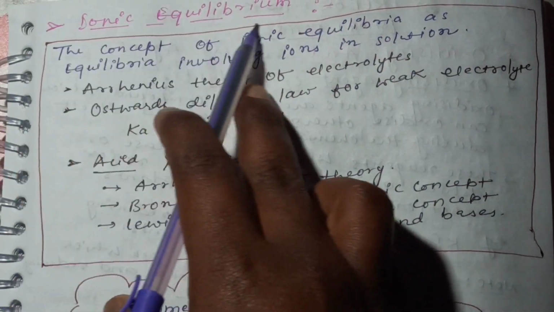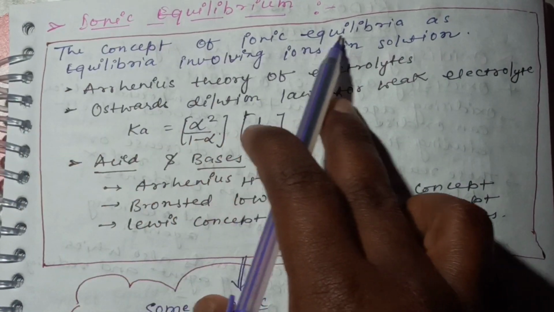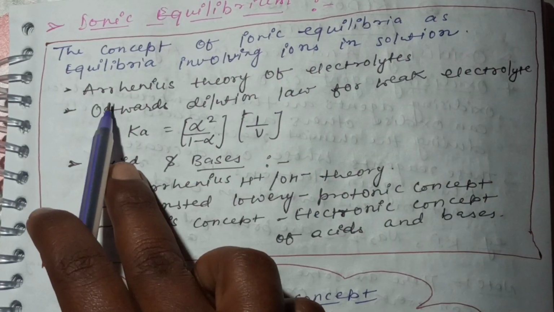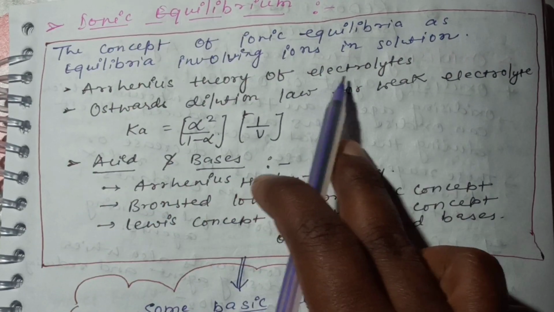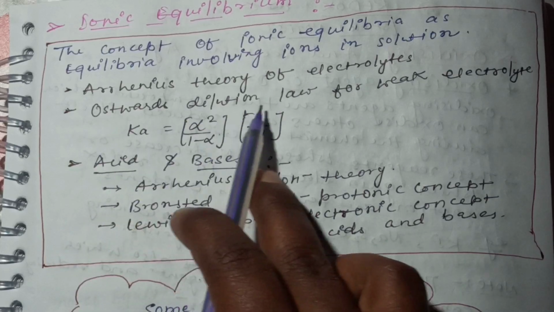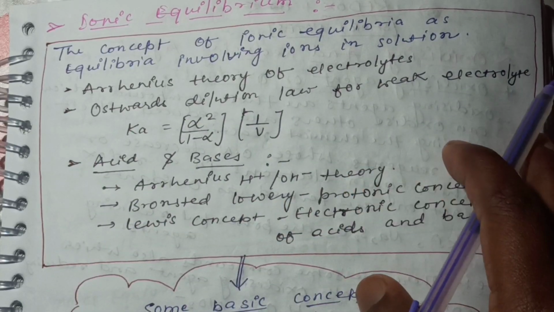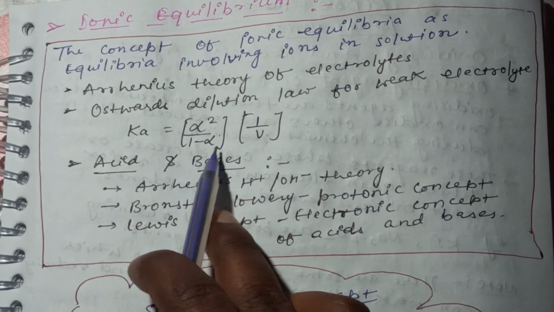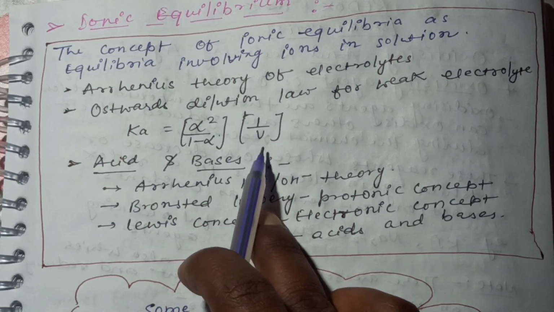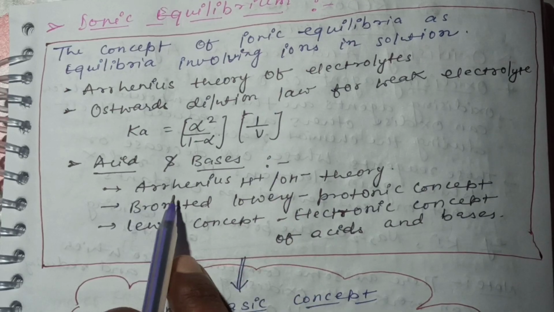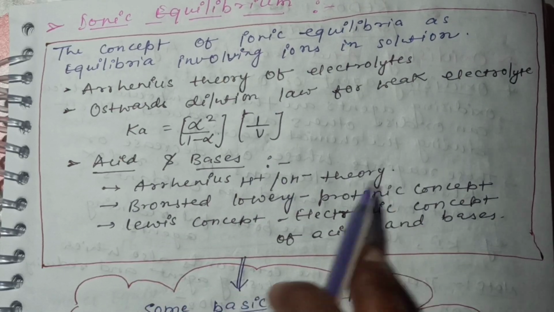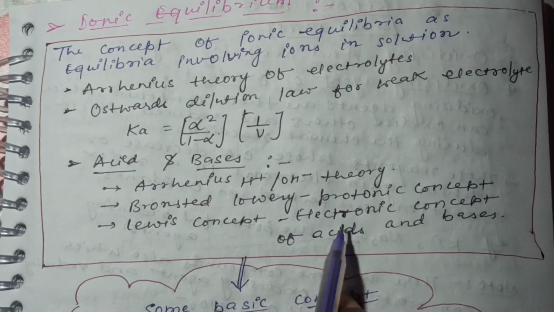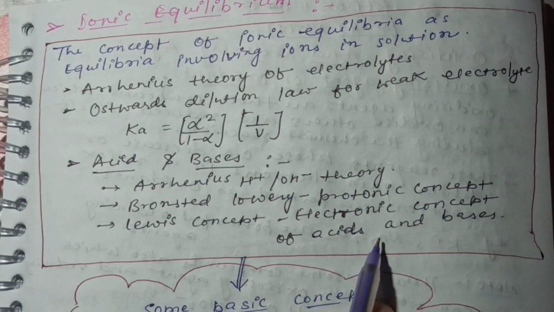Now, ionic equilibrium. The concept of ionic equilibria as equilibria involving ions in solutions. Arrhenius theory of electrolytes. Ostwald's dilution law for the weak electrolyte: K is equal to alpha square upon 1 minus alpha, in bracket 1 upon V. Acids and bases. Arrhenius H+ OH- theory. Bronsted-Lowry protonic concept. Lewis concept, electronic concept of acids and bases.